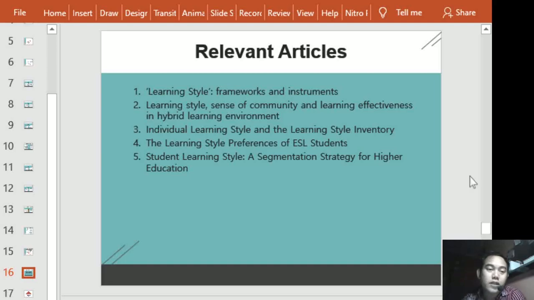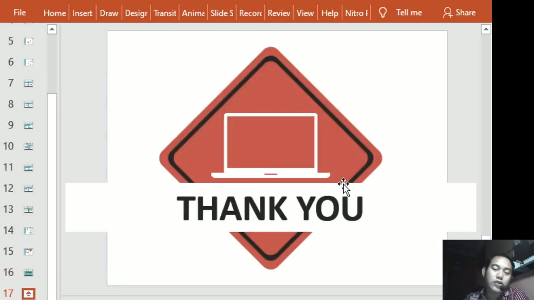And then here we have relevant articles that you can read further about learning styles. The first one, you have learning style frameworks and instruments. The second one, learning style, sense of community and learning effectiveness in hybrid learning environment. The third one is individual learning style and the learning style inventory. The fourth is the learning style preferences of ESL students. And the fifth, student learning style, a segmentation strategy for higher education.